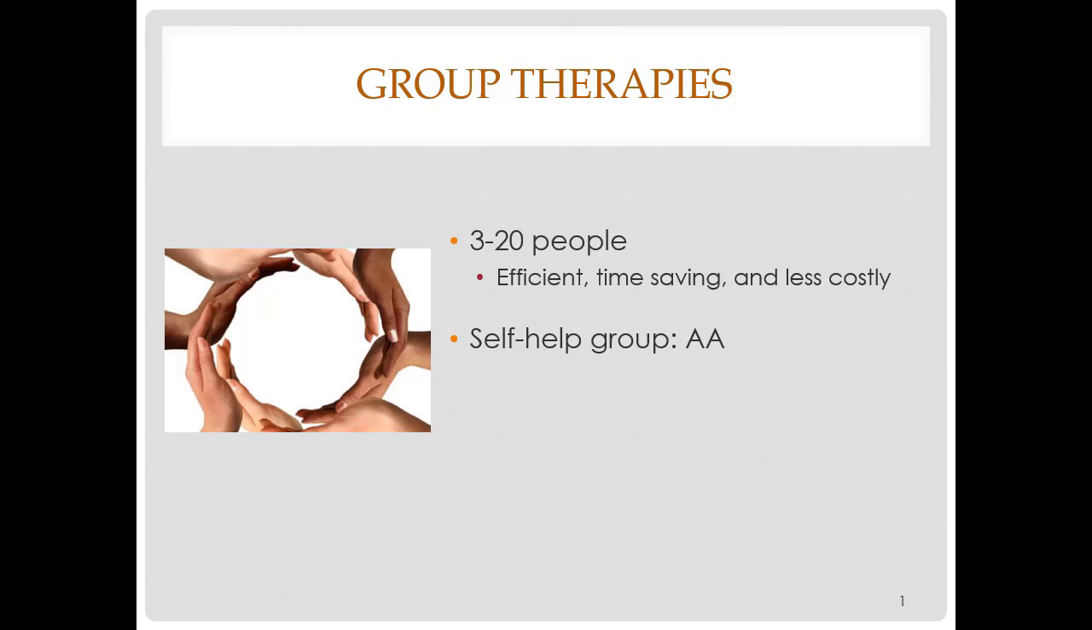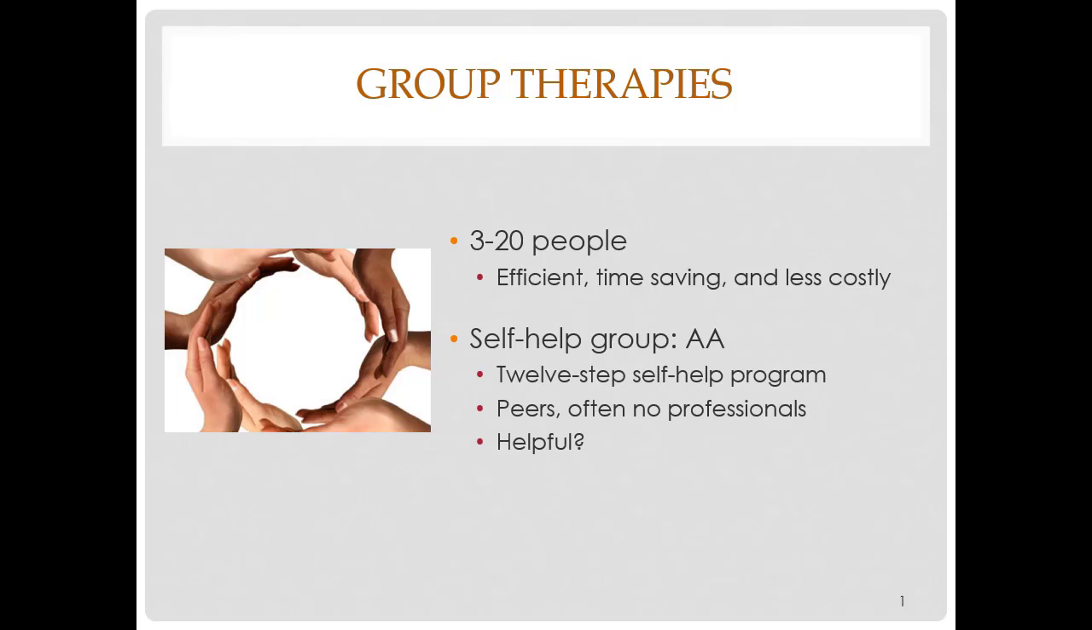Some group therapies are self-help group therapies, and Alcoholics Anonymous, or AA, is an example of a self-help group therapy. AA is a 12-step self-help program where individuals who are in recovery from alcoholism meet together to help each other. So it's peers helping peers, often with no professionals involved. And research has shown that AA can be very helpful for individuals.